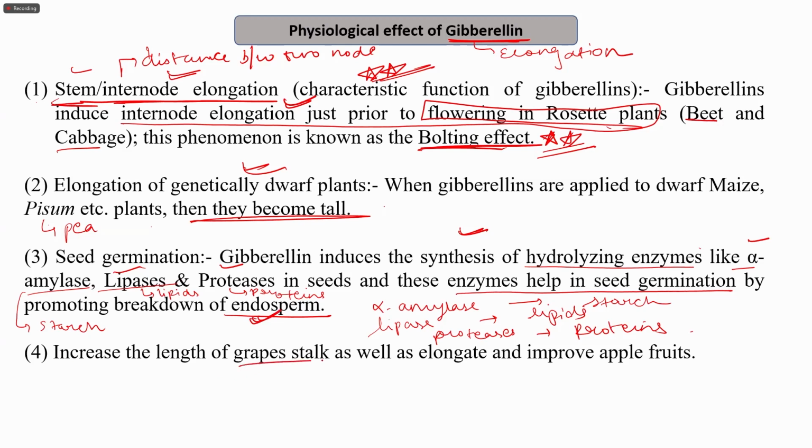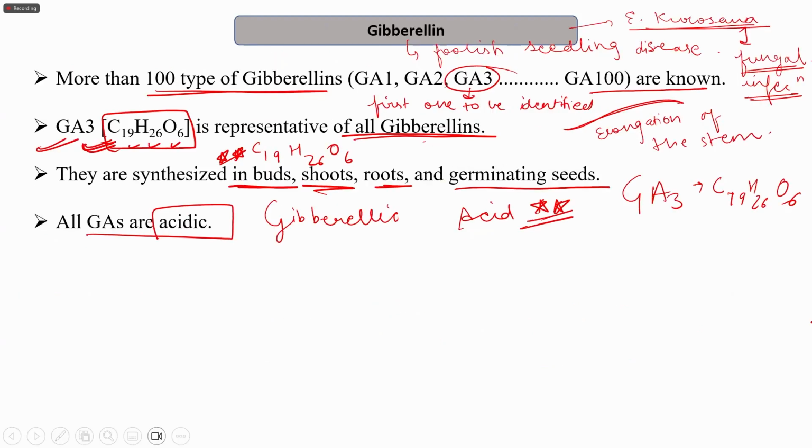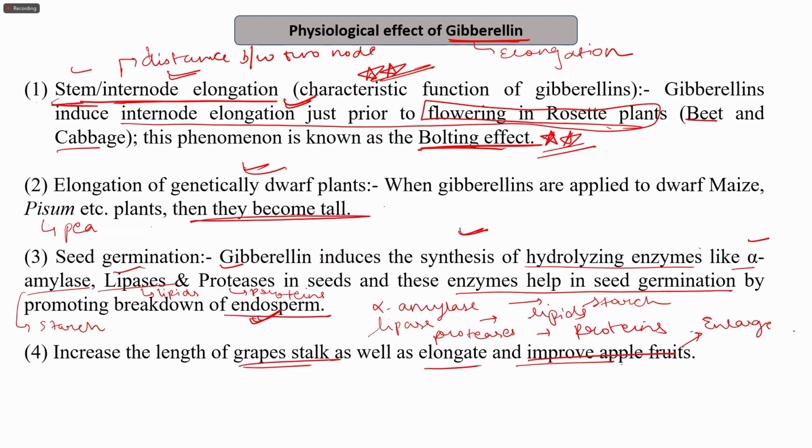It increases the length of grape stalk as well as elongates and improves the apple fruits. So we have seen that it increases the length of the grape stalks as well as elongates and improves the apple fruit. So these are the physiological effects of gibberellin. You need to remember these effects.